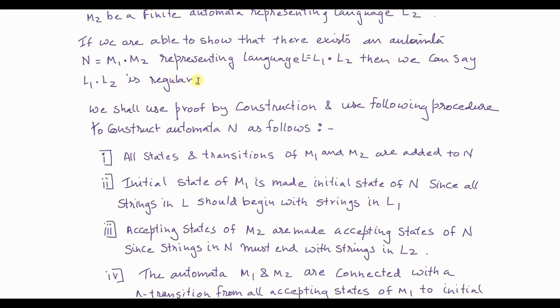So it simply means that if we are able to design an automata N, that is basically the concatenation of both the automatas that we have designed, such that that automata represents the concatenation of two languages, L1 dot L2. Okay, so when I say L1 dot L2, what does it mean? Whatever is the output of L1 should be given as input to L2, right? And L2 should give the final output. So if we are able to design an automata N which represents L1 dot L2, then only we can say that the language L1 dot L2 is regular.